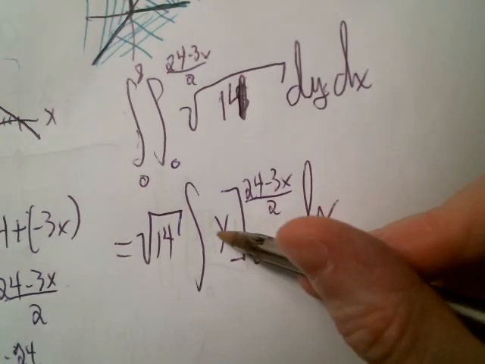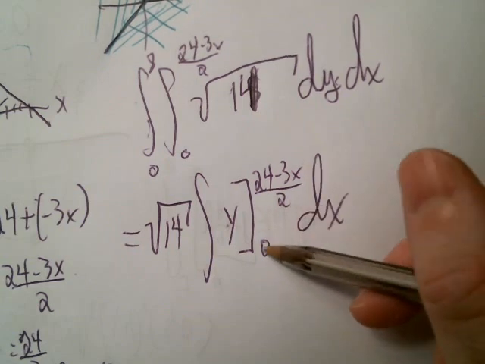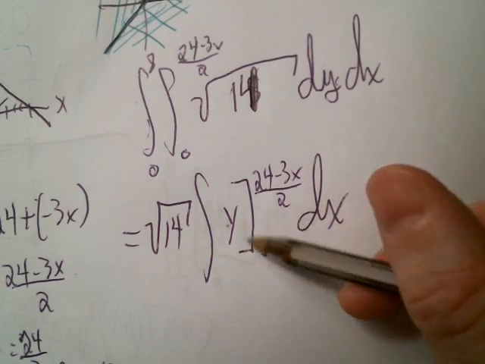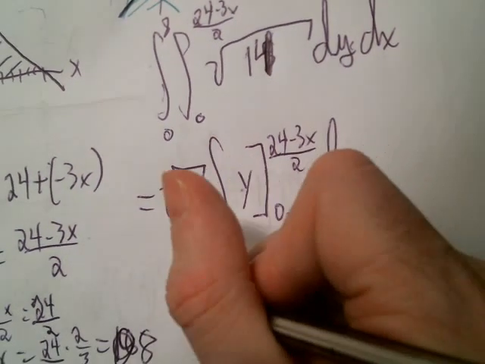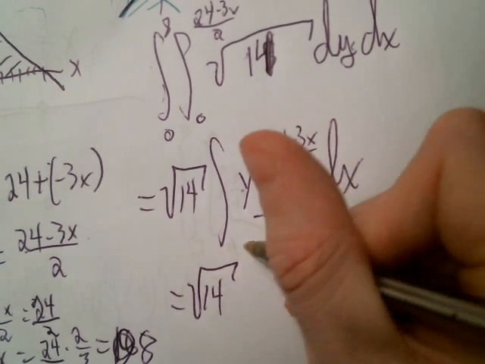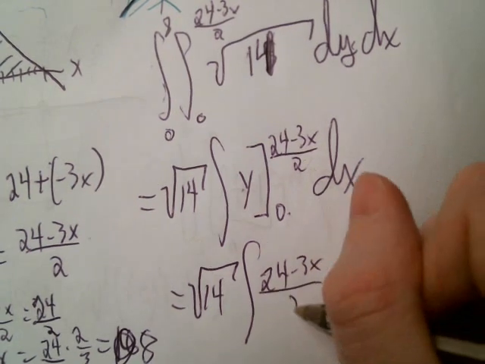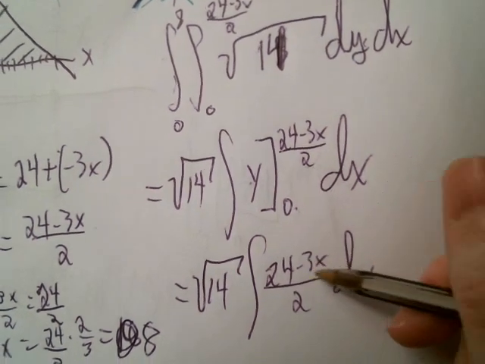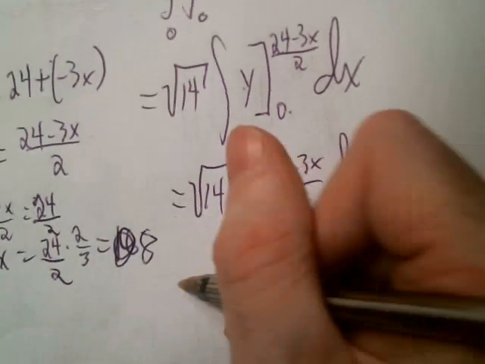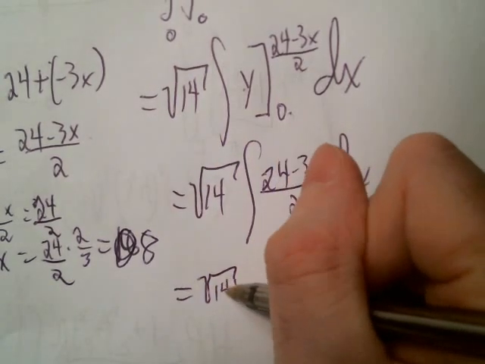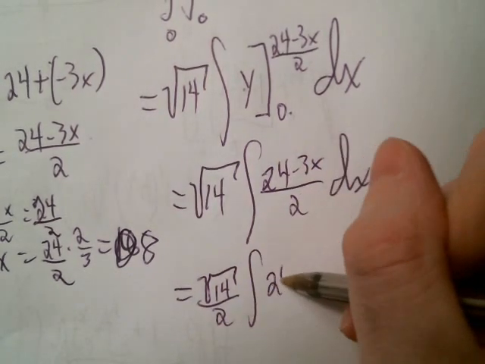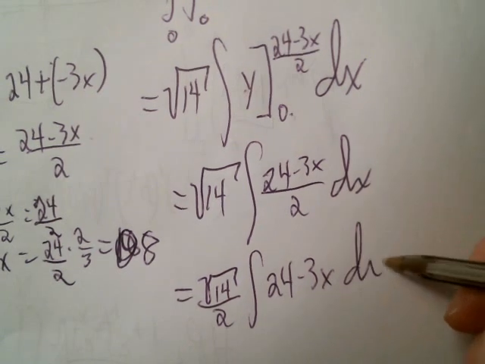If you plug this into here, you'll get just that minus this into there, which is 0. So you're just going to get this. So it's equal to square root 14 of the integral of 24 minus 3x over 2 dx. And then you factor out the 1/2 and put that in front. So you get the square root of 14 halves times the integral of 24 minus 3x dx.